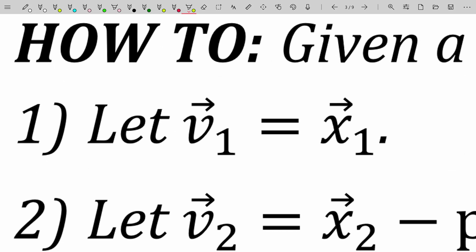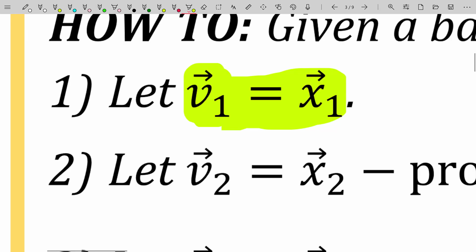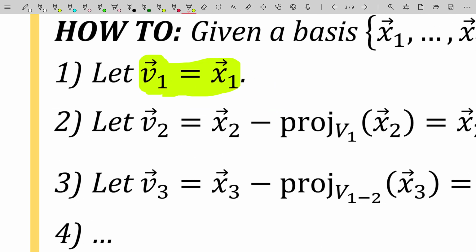So I will just say let v sub 1, the vector, equal the first vector in that list. Again, it doesn't really matter which vector you choose, but we're choosing v sub 1 to equal that vector.